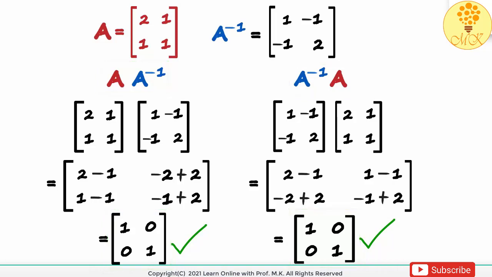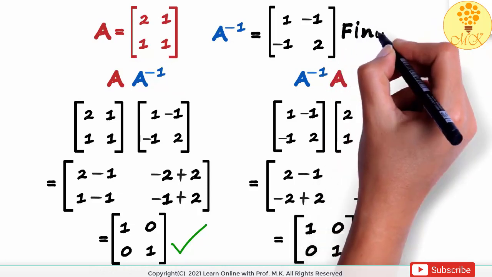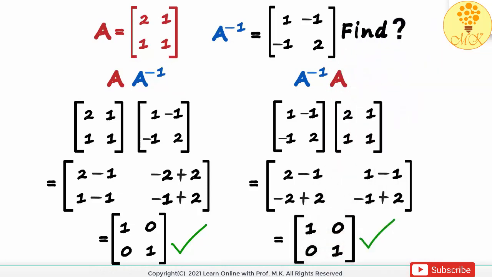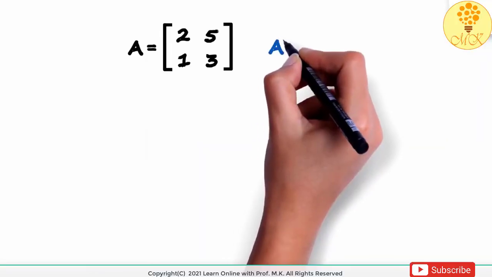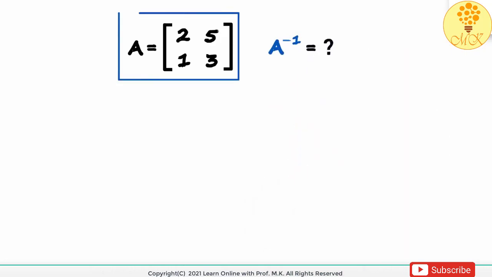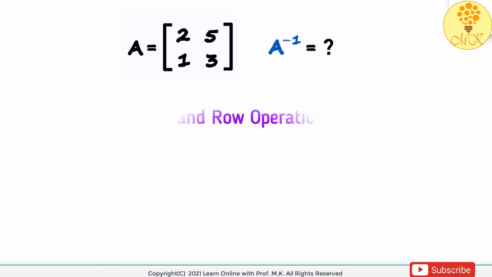Wait, hold on. Finding the reciprocals of numbers was easy, but how do we find the inverse of a matrix? We will cover that in the next few lessons. Given a 2 by 2 matrix A, do you remember how we found its inverse? Given A, how did we find A inverse? We had used column and row operations. Yes, elementary operations.